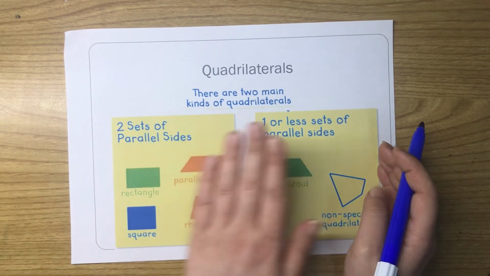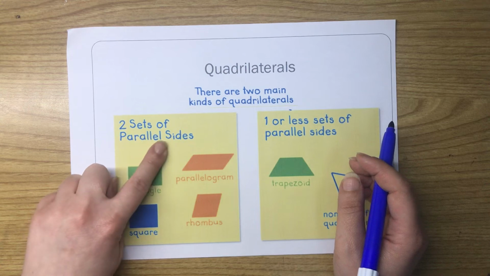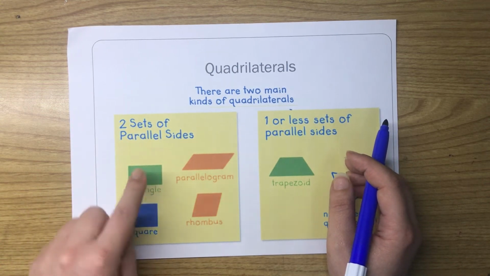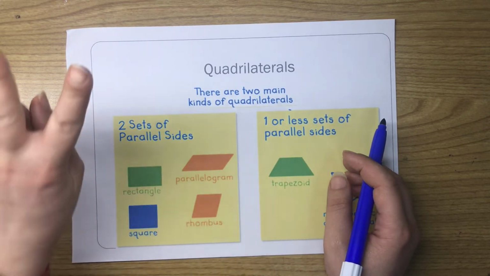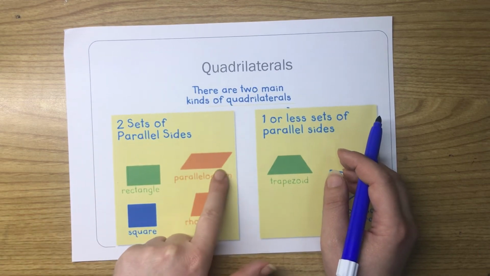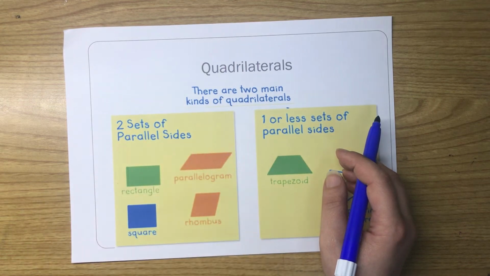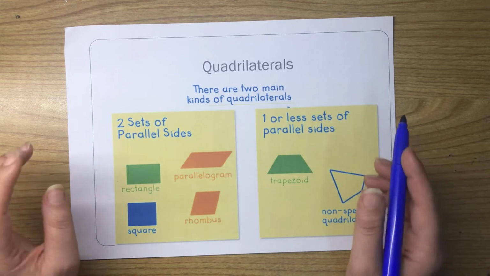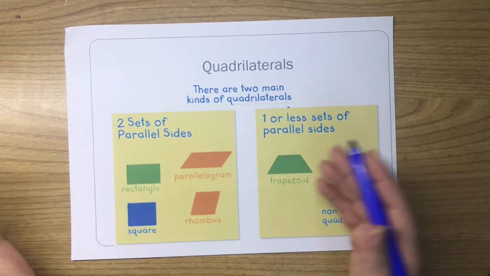There are two main kinds. The first is when there are two sets of parallel sides, that means when this side is parallel to its opposite side, and those opposite sides are parallel. So it has two sets of parallel sides, the same as the parallelogram. Same for the rhombus and the square. The difference between them is the length of the sides and the size of the angles.